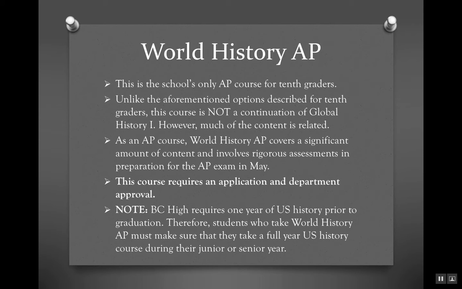One thing to note here is that BC High does require 1 year of U.S. history before the boys graduate. So, for students who ultimately decide to take World History AP, they need to make sure that at some point later in their BC High career, either during junior year or during senior year, they must take a full year U.S. history course to meet that requirement.